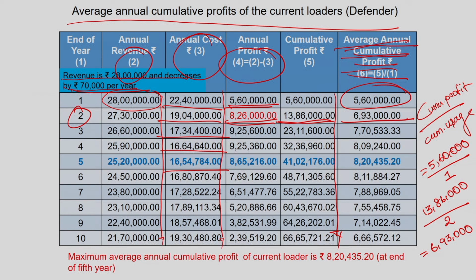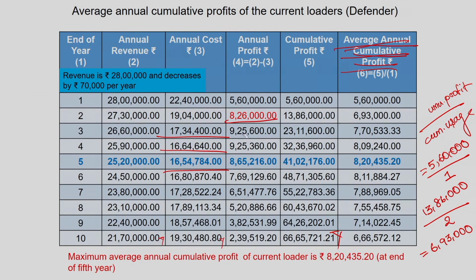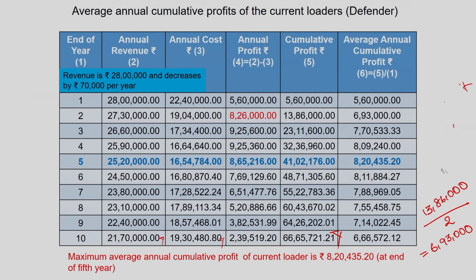Similarly, calculate the profit for the third year. For the third year, the cumulative profit is 23 lakh 11,600 divided by 3 years, that gives me 7 lakh 70,533.33. So, this is how you have to estimate based on the maximum profit method. Now, the same way you can find the economic life. The year in which the profit is maximum, that is your economic life.